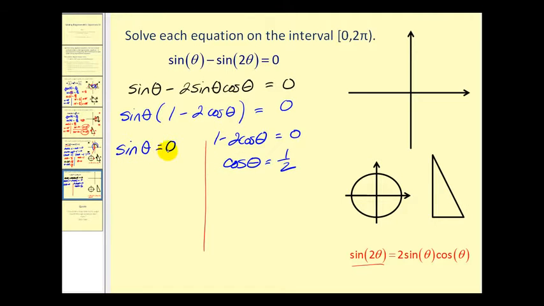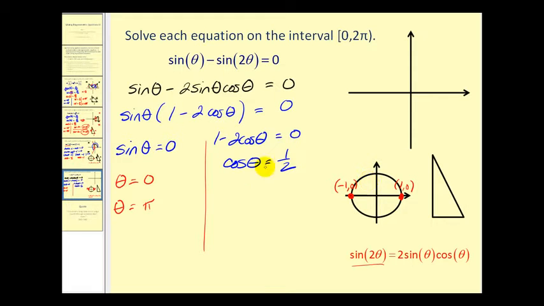Sine theta equals 0. Remember, on the unit circle, sine theta is equal to y. The y-coordinate would be 0 on the x-axis, so sine theta would be 0 here and here. Again, on this interval we'd use 0 radians, and over here we'd have pi radians. This is the point 1, 0, and this is the point negative 1, 0. The y-coordinate is equal to 0.